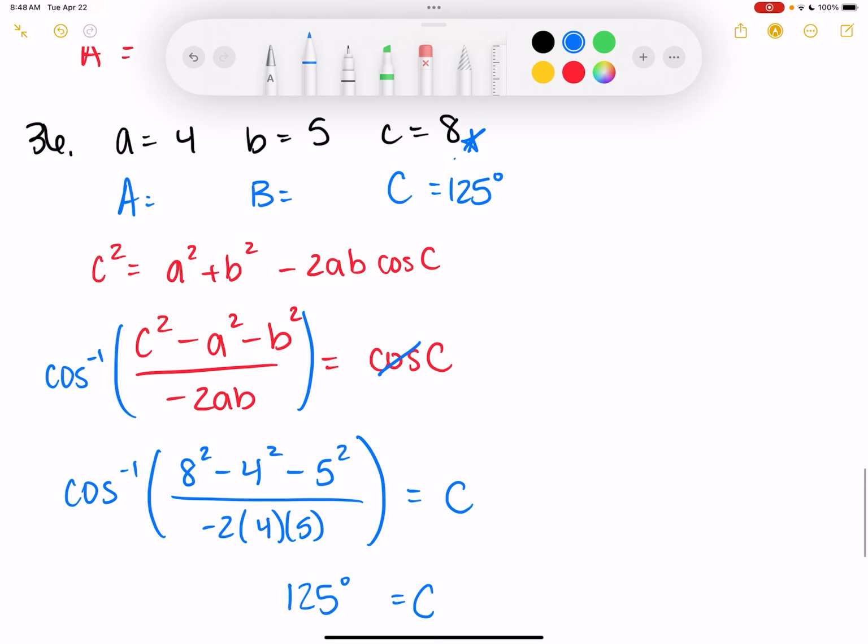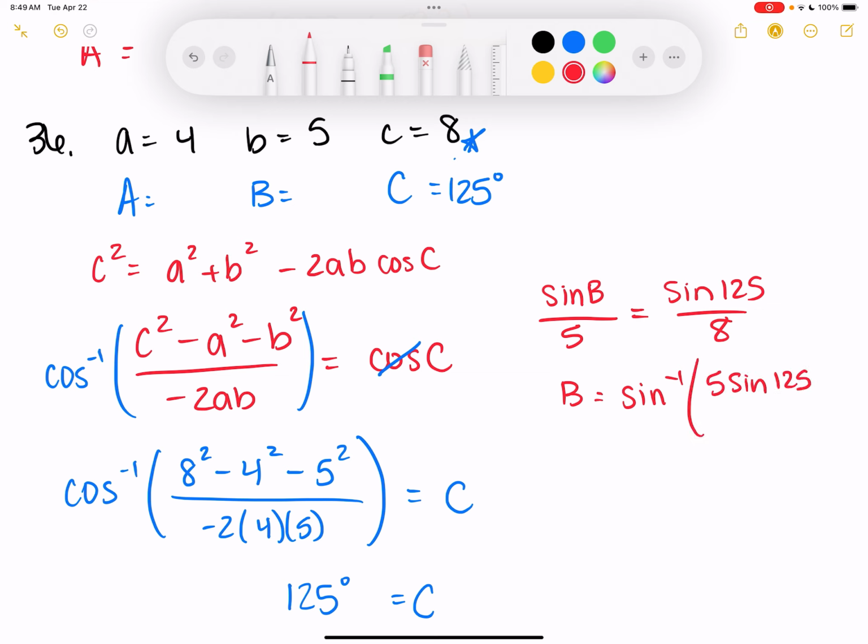So then I'm going to work my way down. The next angle would be angle B. So I'm going to switch over to law of sines just because it's easier. So I've got the sine of B over 5 equals the sine of 125 over 8. And so then B equals the inverse sine of 5 sine of 125 over 8. And again, I can do that in steps, but I just don't want to have to keep writing it over and over again. So inverse sine of 5 sine 125 over 8.